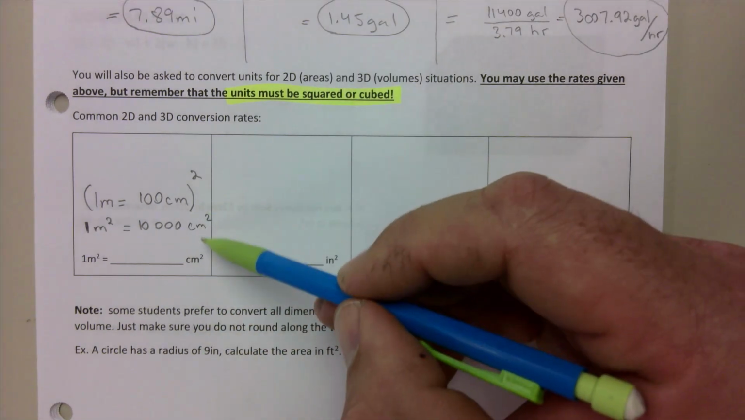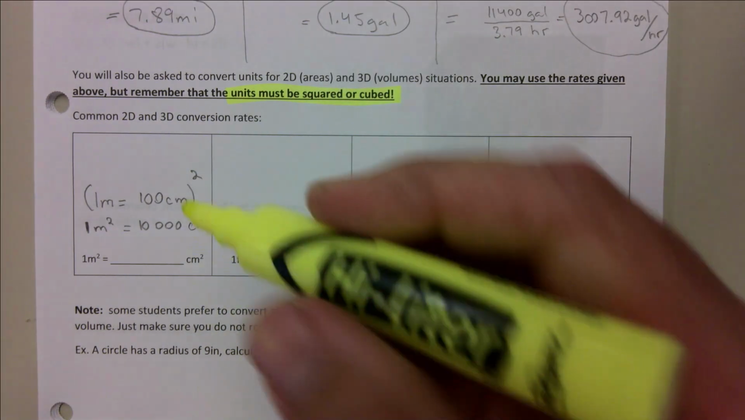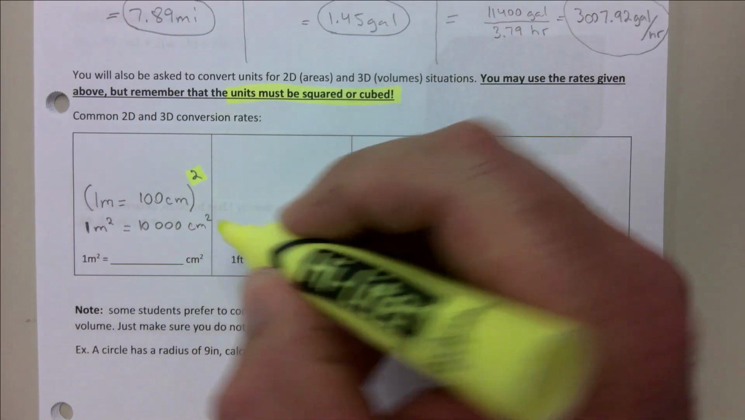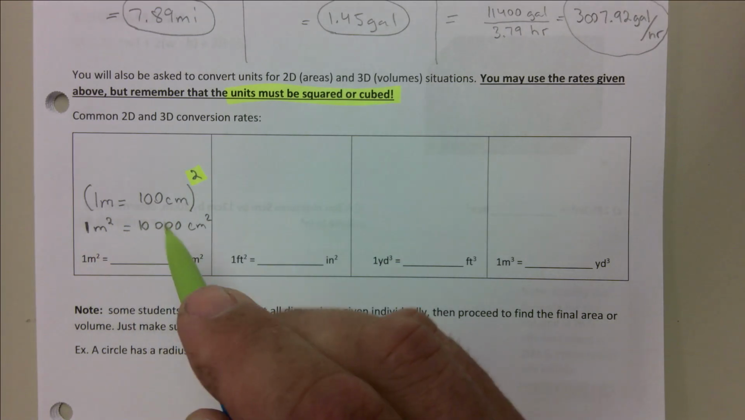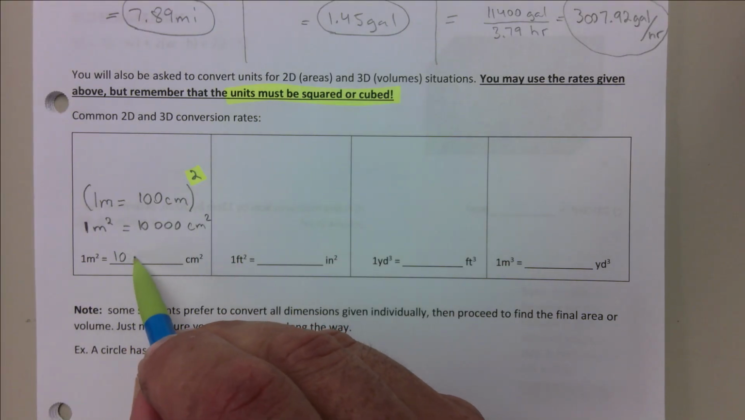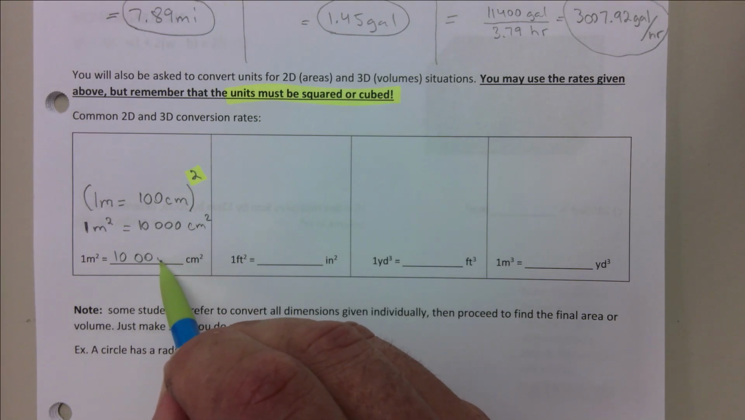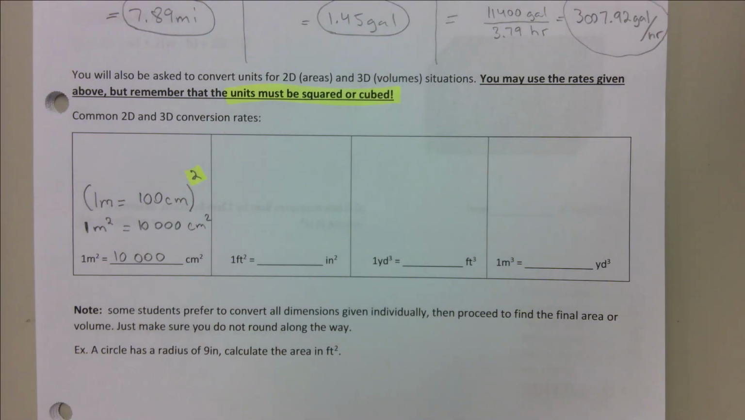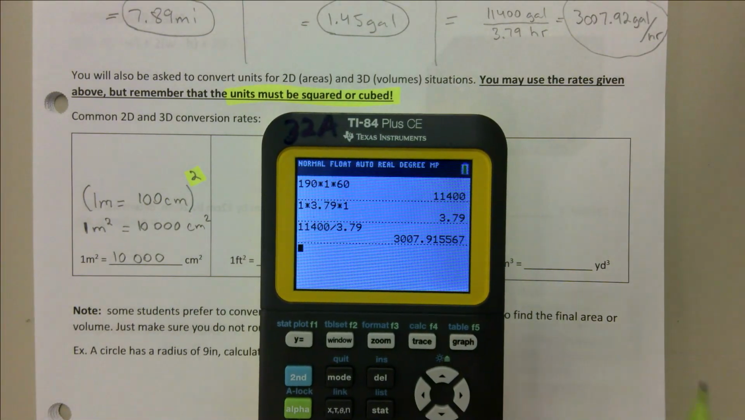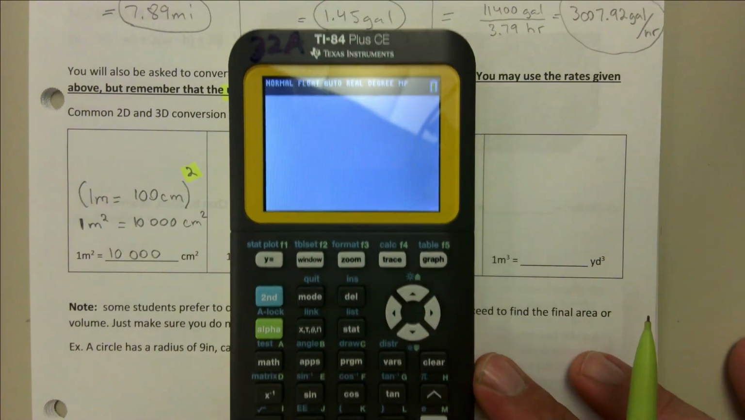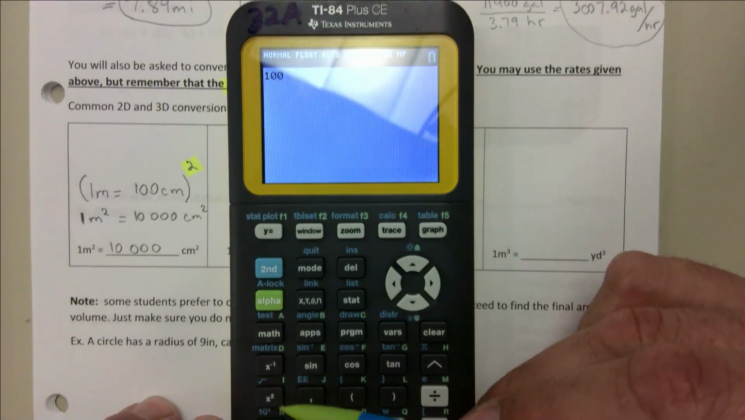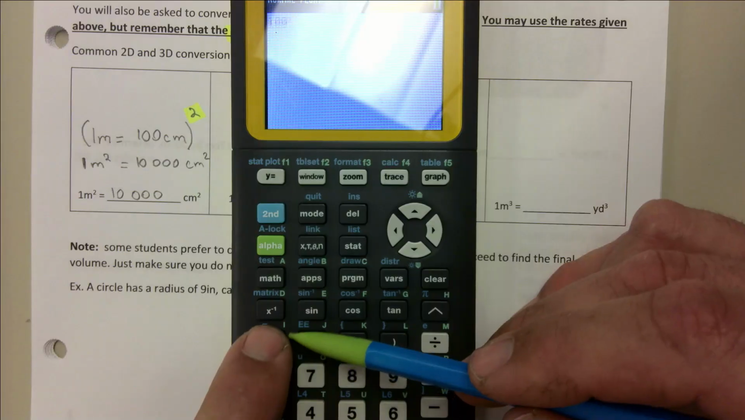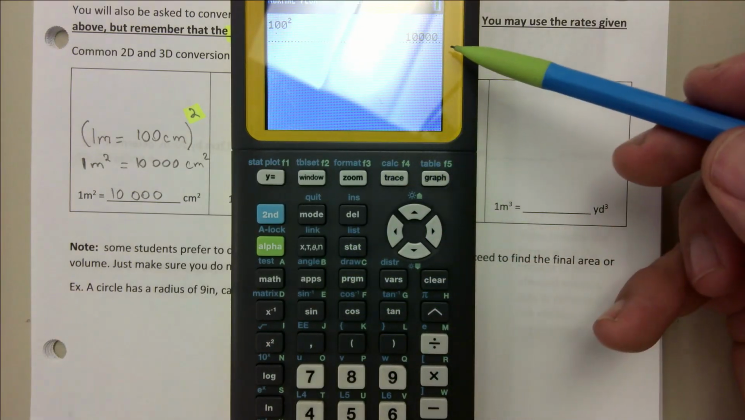This is the reasoning I want you to have as you deal with squared units, okay? That we had to square the regular conversion rate to get the right answer. So the answer is 10,000 centimeters squared. By the way, if you look up here, do you remember how to square? I should have given you this today, I know. There's the x2 button if you look up here. x2 squares, you get your 10,000.